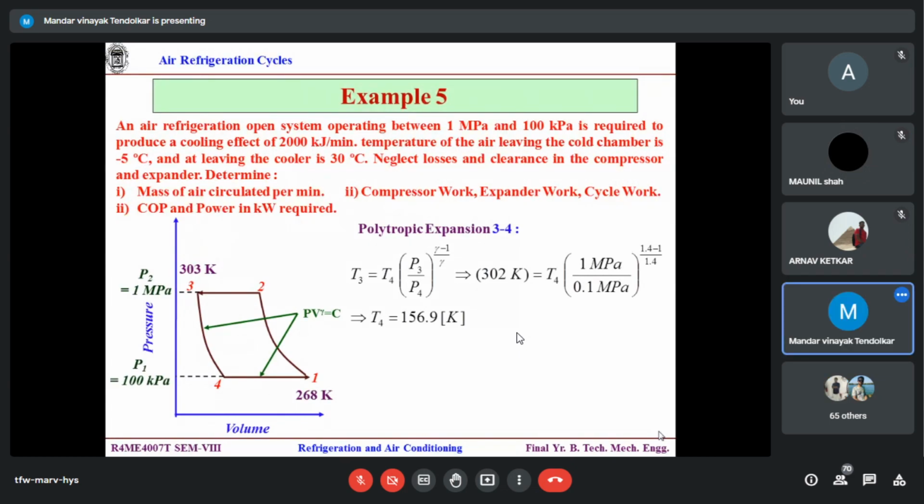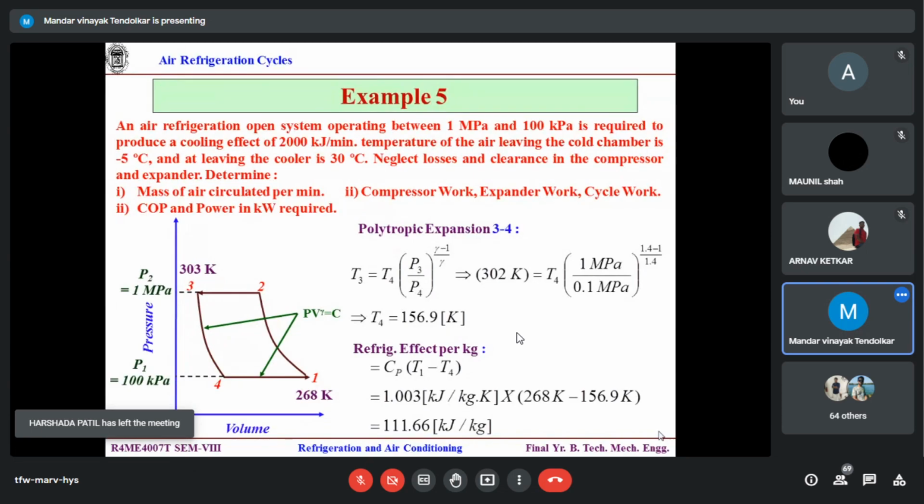Calculate T4 and T2. The calculation is correct. Pressures you have to take care: one is 1 MPa, the other is 100 kPa. Units are different. Change it.